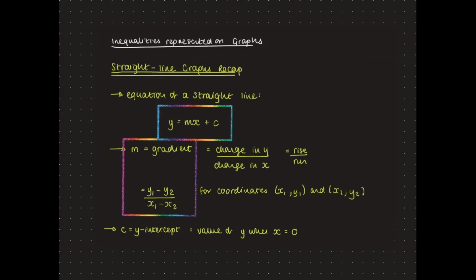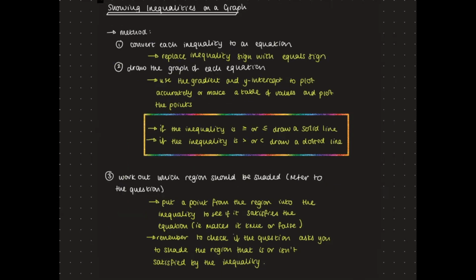So we can represent inequalities on a graph, but first we need to recap straight line graphs. We know the equation of a straight line is y equals mx plus c, where m is the gradient and c is the y-intercept. M being the gradient is the change in y over the change in x, or rise over run. So what we do is we take the difference in the y values of our coordinates and divide it by the difference in the x values of our coordinates. C, the y-intercept, is just the value of y when x equals 0, so where the line crosses our y-axis.